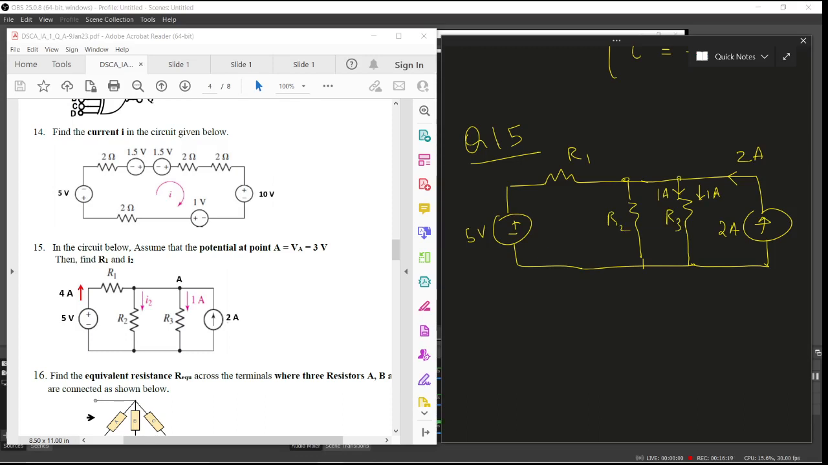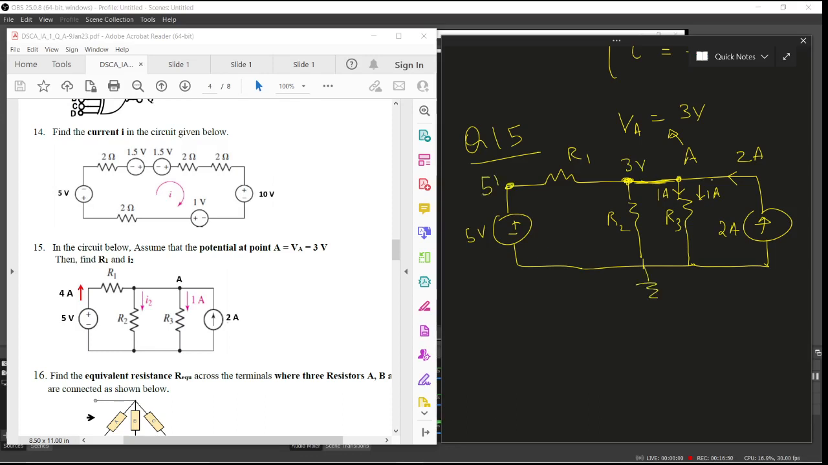Now this point is shown as A, and the question says that in the circuit below, assume that the potential at the point A, which is named as VA, is 3 volt. That means the voltage at point A is VA, which is nothing but 3 volts. So what is the voltage at this point? Because there is no component in between, the voltage here also will be 3 volt, correct? Now, what is the voltage at this point? This is 5 volt from the ground.